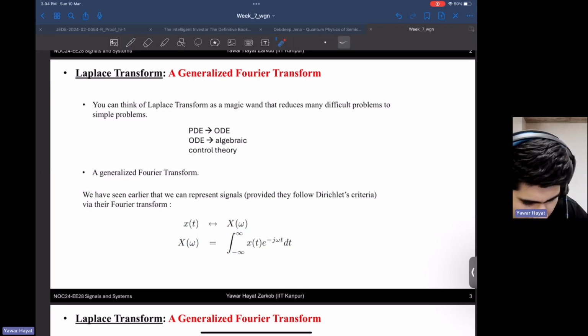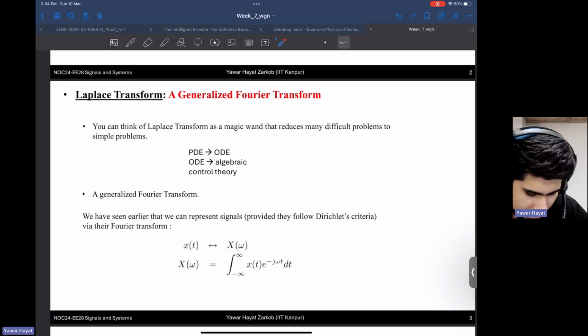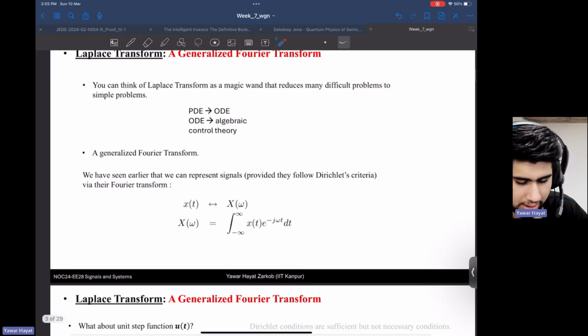Firstly, in this week we learned about the Laplace transform, right? You can think of the Laplace transform as a tool that reduces many difficult problems to simpler problems. For instance, under certain conditions, it allows us to convert partial differential equations into ordinary differential equations. And likewise, under certain conditions, it allows us to convert ordinary differential equations into algebraic equations. And it finds wide use cases in control theory.